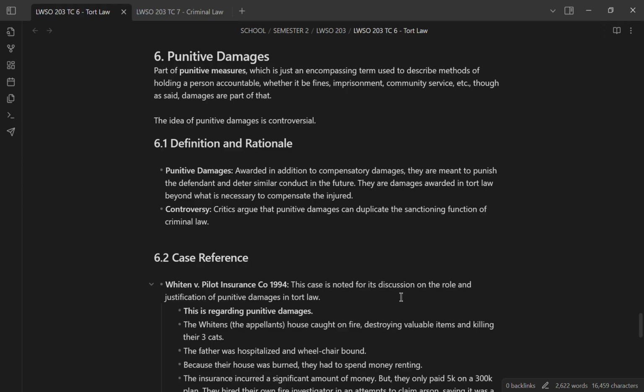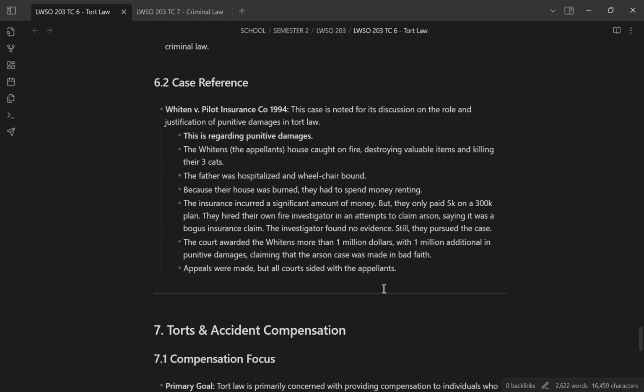Let's get into a couple cases for it, right? One case, actually. This is Whiten versus Pilot Insurance Co., 1994. So, what is this case talking about? This is regarding punitive damages, naturally. The Whitens, who were the appellants, or the people presenting the case, their house caught on fire.